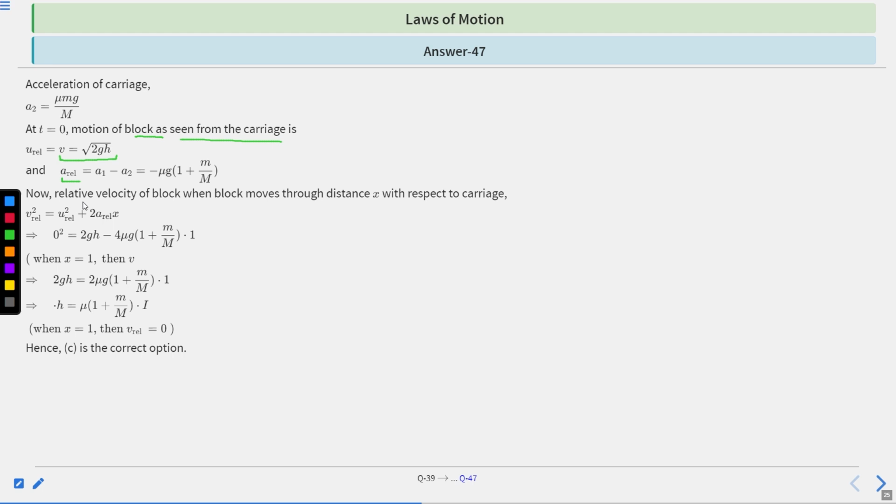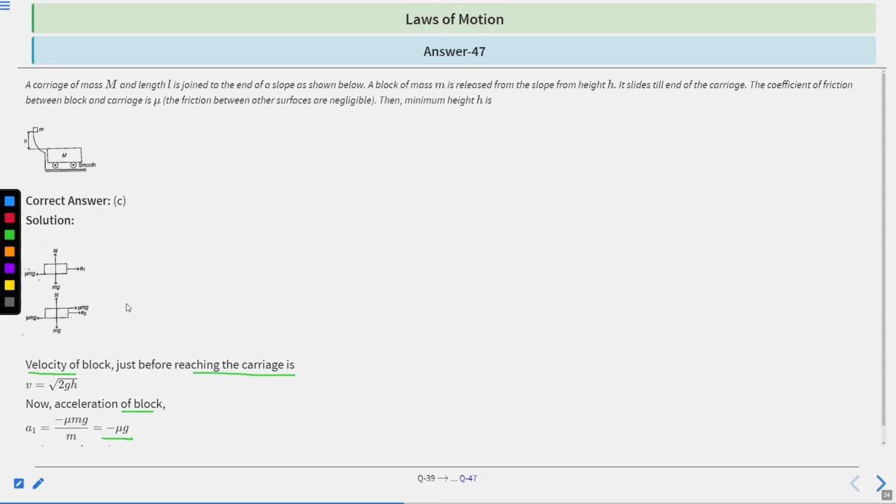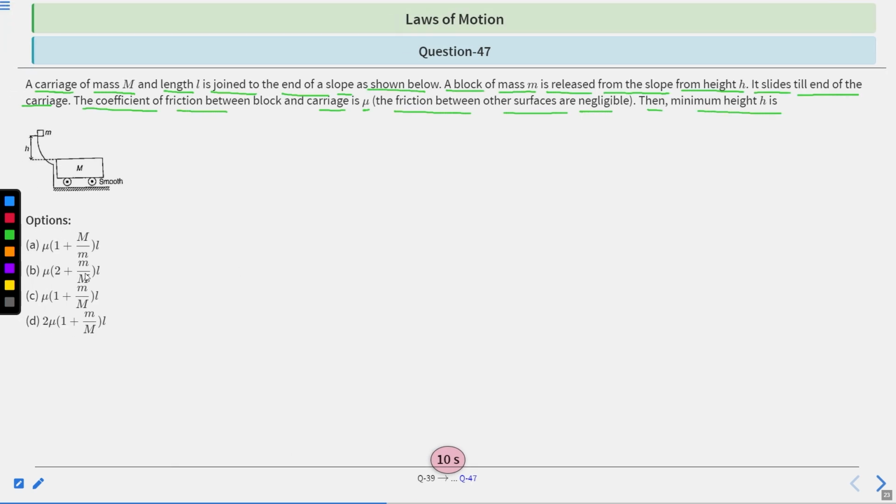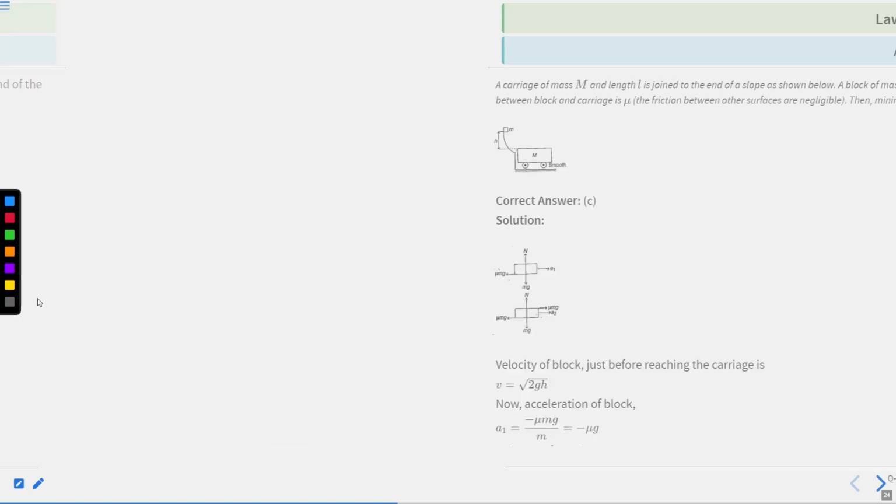Now the relative velocity of the block when it moves through a distance x with respect to the carriage: v square relative equals u square relative plus 2 times a relative times x. Solving these terms, we get h equal to mu times 1 plus m by M multiplied by L. Hence option C is correct.